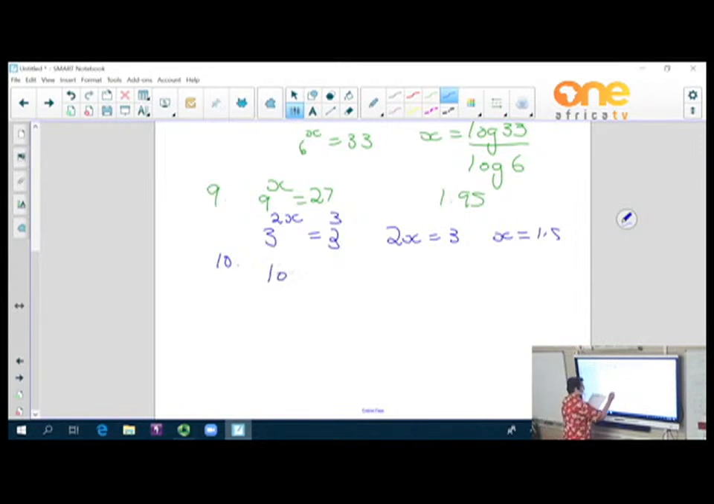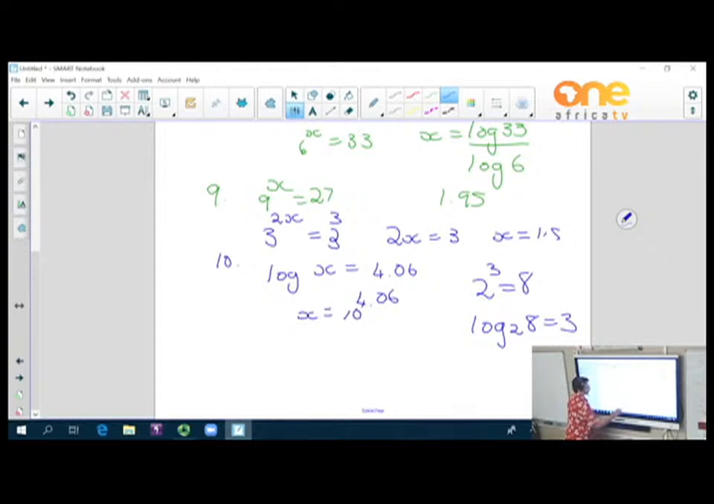And the last one is then log base 10 of x is equal to 4.06. So this one, again, I go back to this method. 2 to the power of 3 is 8. Log base 2 of 8 is equal to 3. So this is base 10. So x is then equal to 10 to the power of 4.06. So here you can just press your calculator, and I got 11482.